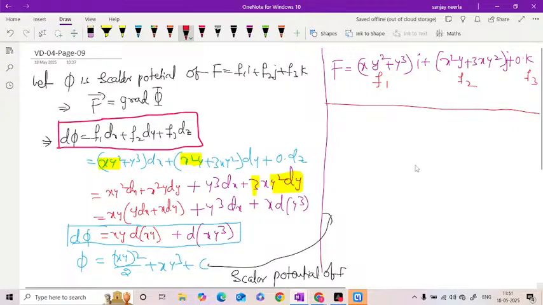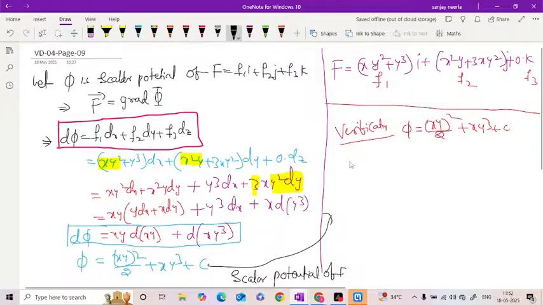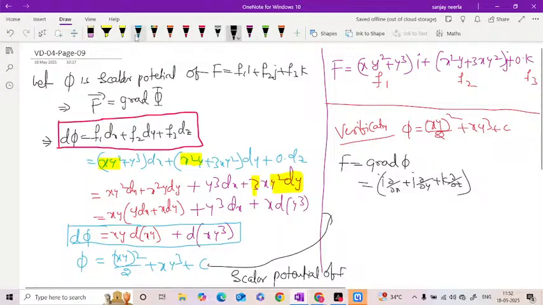What is the verification? That is a very easy verification. What is our pi? Our pi is equal to xy square by 2 plus xy cube plus constant. Already we know the f. Now f is equal to gradient of pi. That means i into dou pi by dou x and j into dou pi by dou y plus k into dou pi by dou z, where our pi function is xy whole square by 2 plus xy cube plus constant.